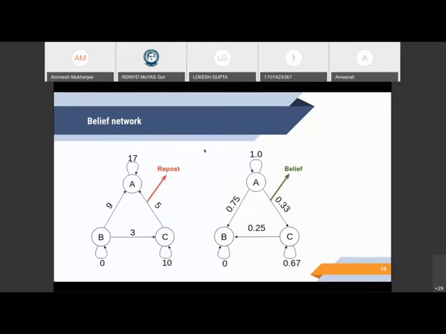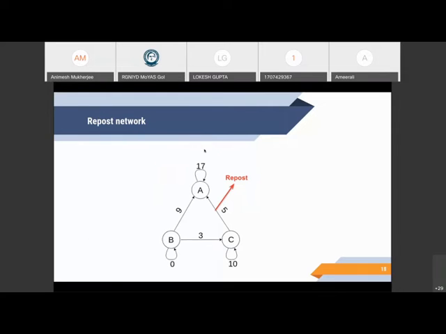There is another correlation analysis. It is called the chi-square correlation analysis. It was proposed by Carl Pearson, and in many books it is also termed Pearson's chi-square test. Let us take a very simple example, and it is called the repost chi-square network.